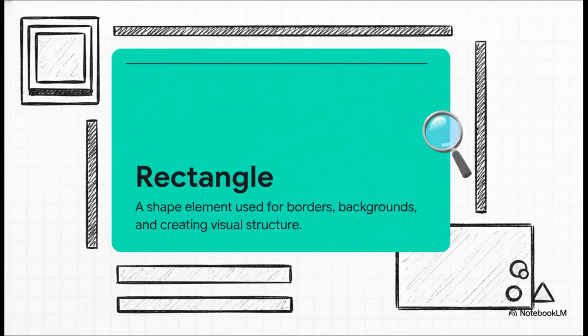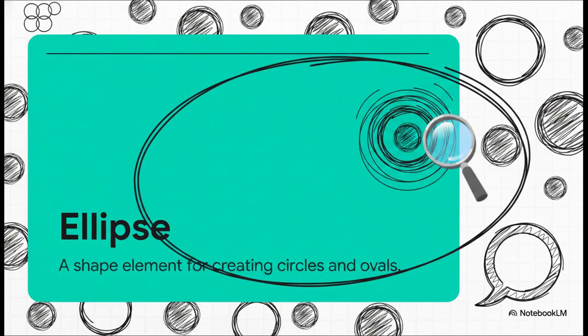Next up is the rectangle. And honestly, this thing is a total workhorse. It's so versatile. You can use it to draw a border around a group of other elements, or you can stick it in the background to create a nice shaded area. It's really your go-to tool for creating visual structure. And of course, to round things out, we have the ellipse. This is how you create circles and ovals. Perfect for logos, little call-out bubbles, or any other kind of stylistic touch you might need.